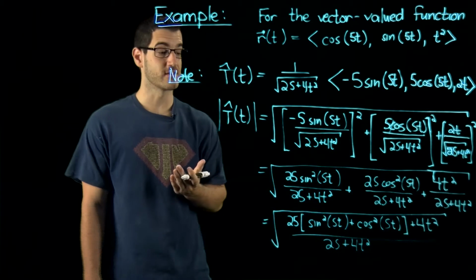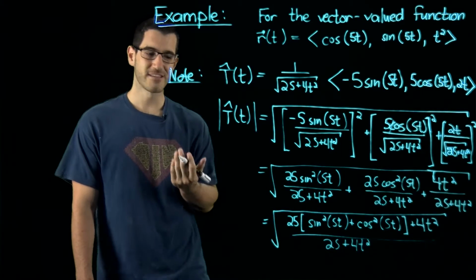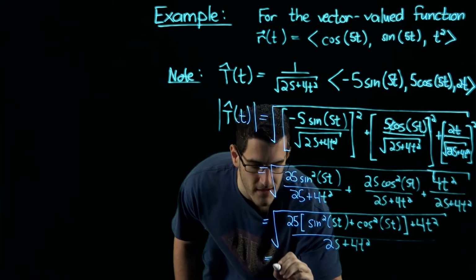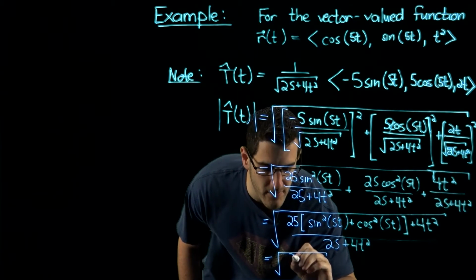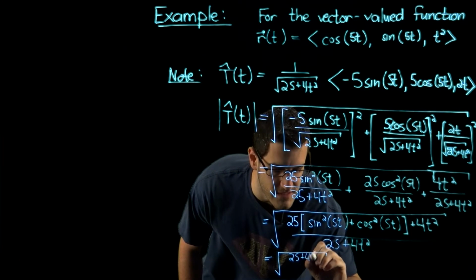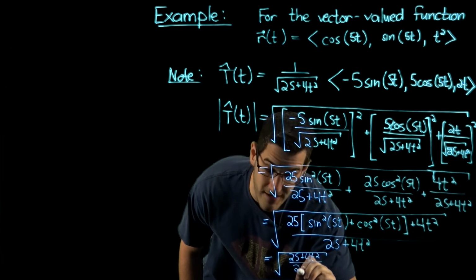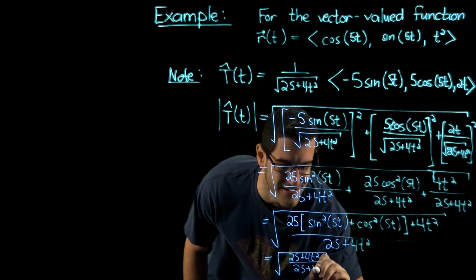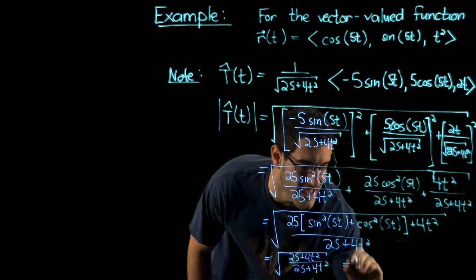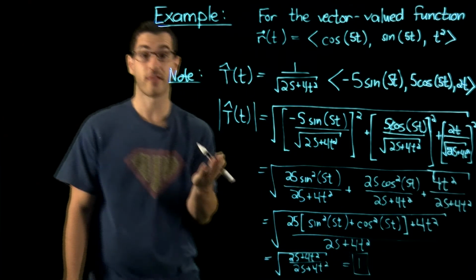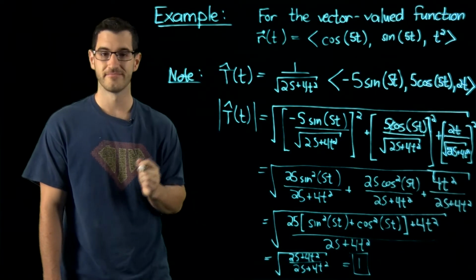Well, now hopefully you can see exactly what's going to happen. That sine squared plus cosine squared is going to be 1. So on the top, we're going to have a 25 plus 4t squared. In the bottom, we're going to have a 25 plus 4t squared. And so at the end of the day, we do indeed get exactly what we hoped, 1.